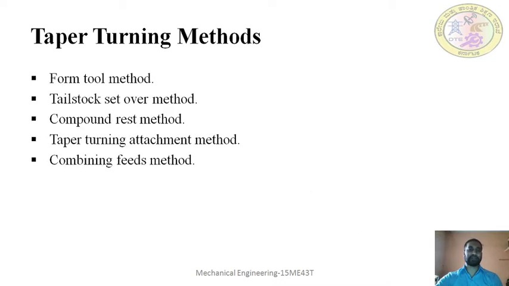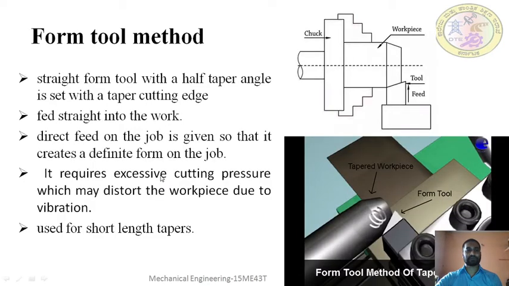The different methods for taper turning are: form tool method, tailstock set over method, compound rest method, taper turning attachment method, and combining feed method. So the first method is the form tool method.